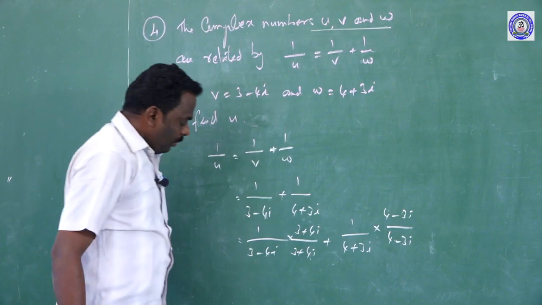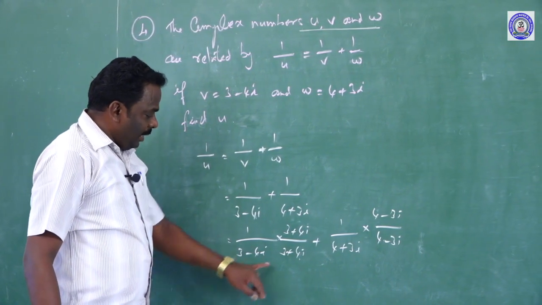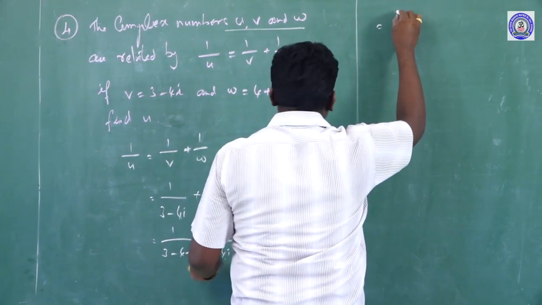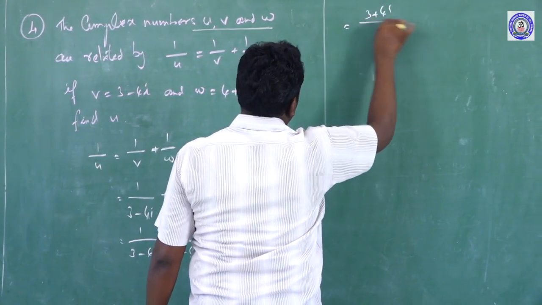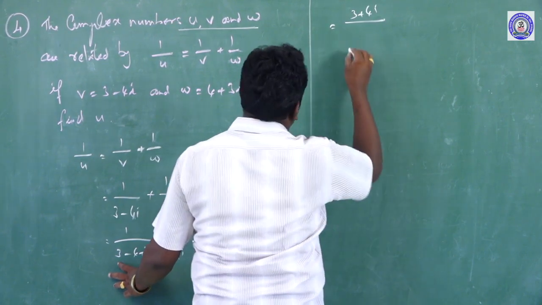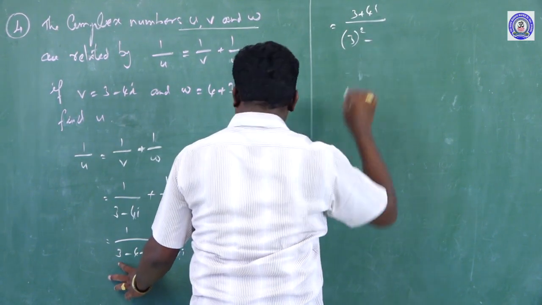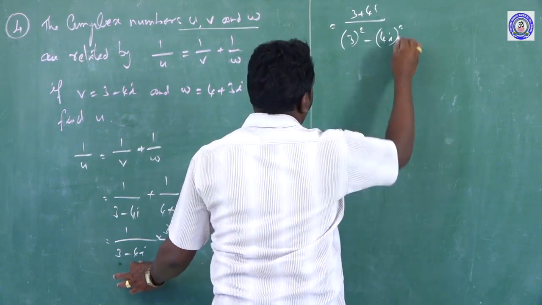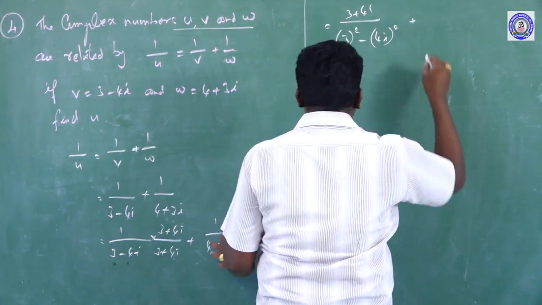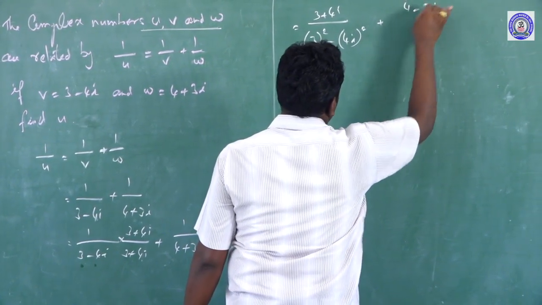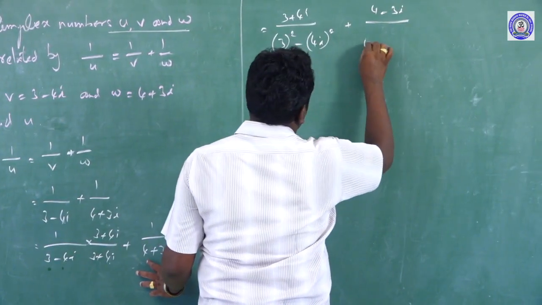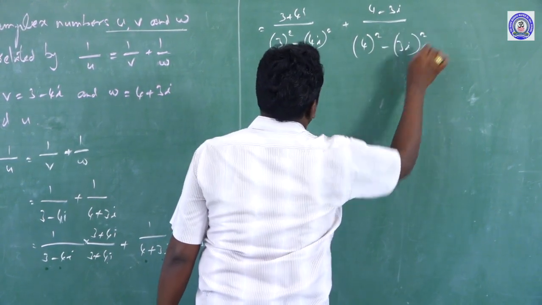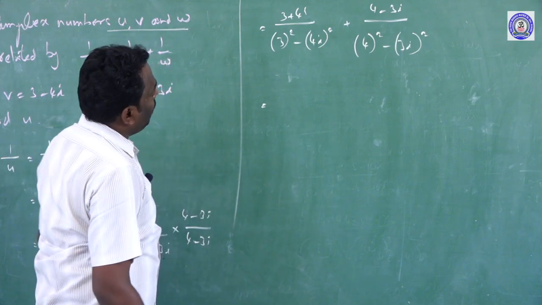Now, applying the same property, the a square minus b square form, that is equal to: the numerator is 3 plus 4i as it is. Now a minus b, a plus b, write as a is 3, whole square, minus b is 4i, whole square, first term. Then plus the second term, numerator is 4 minus 3i as it is, by, here a is 4, whole square, minus b is 3i, whole square. Now just simplify. What is that?